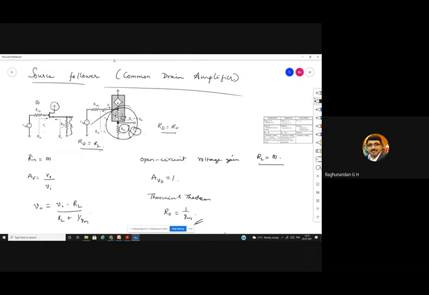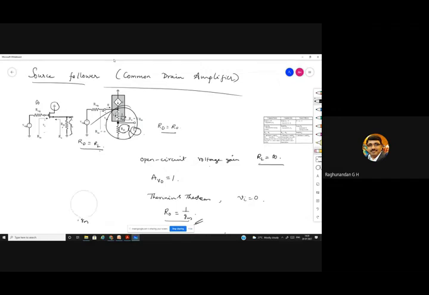And for Thevenin's theorem, you know how we find the resistance. We set the input voltage to zero by removing the voltage source and short circuiting it. When we short circuit it, obviously the input voltage becomes zero. In that case, since RL or RD is too high compared to 1 by gm, the effective output resistance will be equal to 1 by gm.